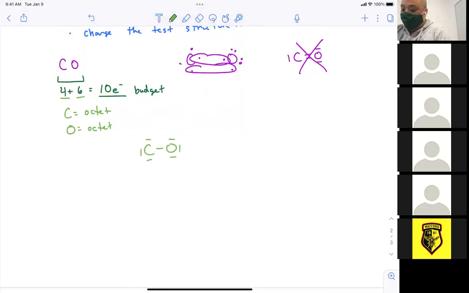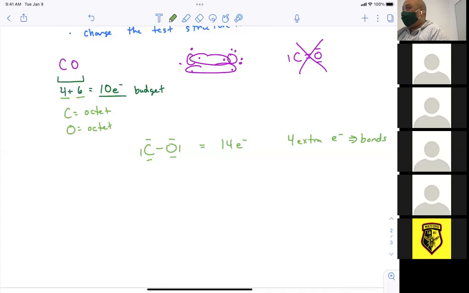Okay. Now, how many electrons does this structure have? 14. Okay, that can't work because we only have 10 to work with. What that means is we have too many lone pairs here, and some of these lone pairs are actually bonds between the structures here. So we have 4 extra electrons that need to be transformed into bonds.